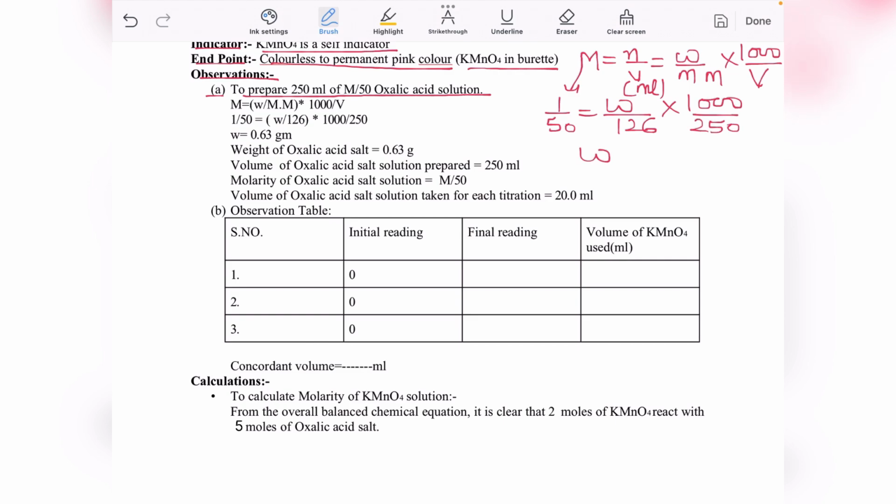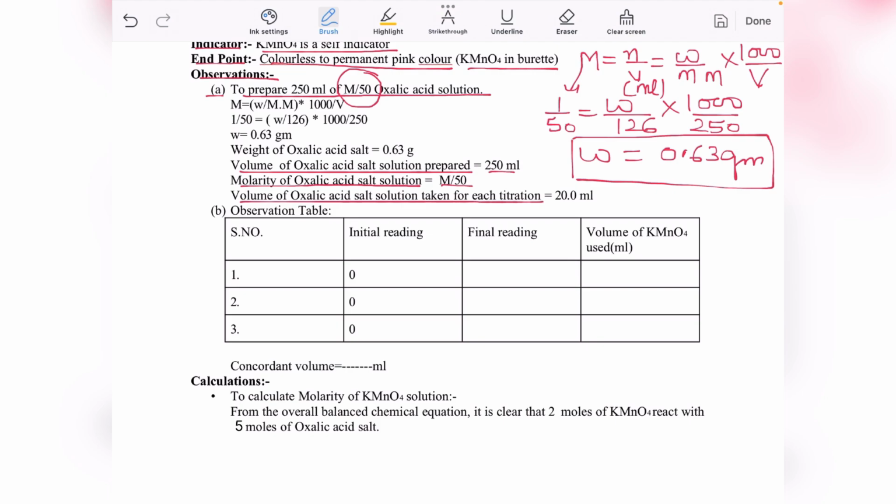And after solving this, we get 0.63 gram. So if you dissolve 0.63 gram of oxalic acid in 250 ml of water, then the molarity of the resulting solution will be M/50. So this way, you prepare M/50 oxalic acid solution. Volume of oxalic acid solution prepared is 250 ml. Molarity of oxalic acid is M/50. Volume of oxalic acid taken for each titration is 20 ml. In place of 20 ml, you can also pipette out 10 ml here.